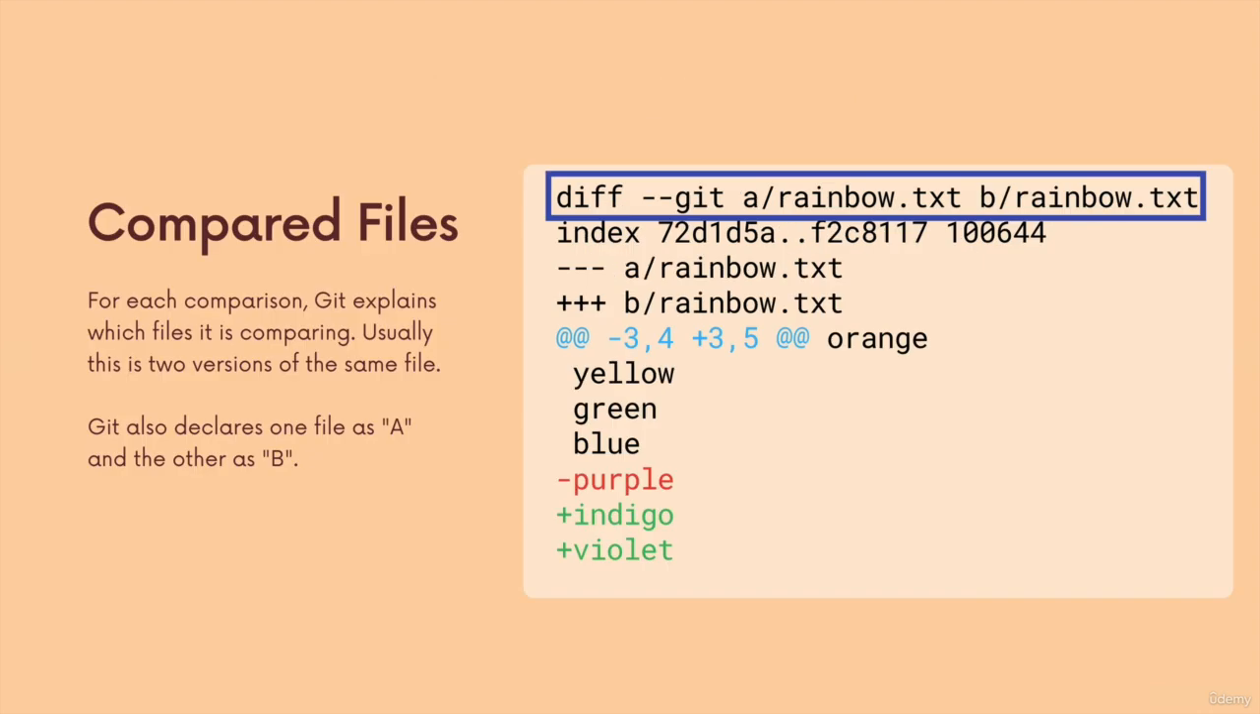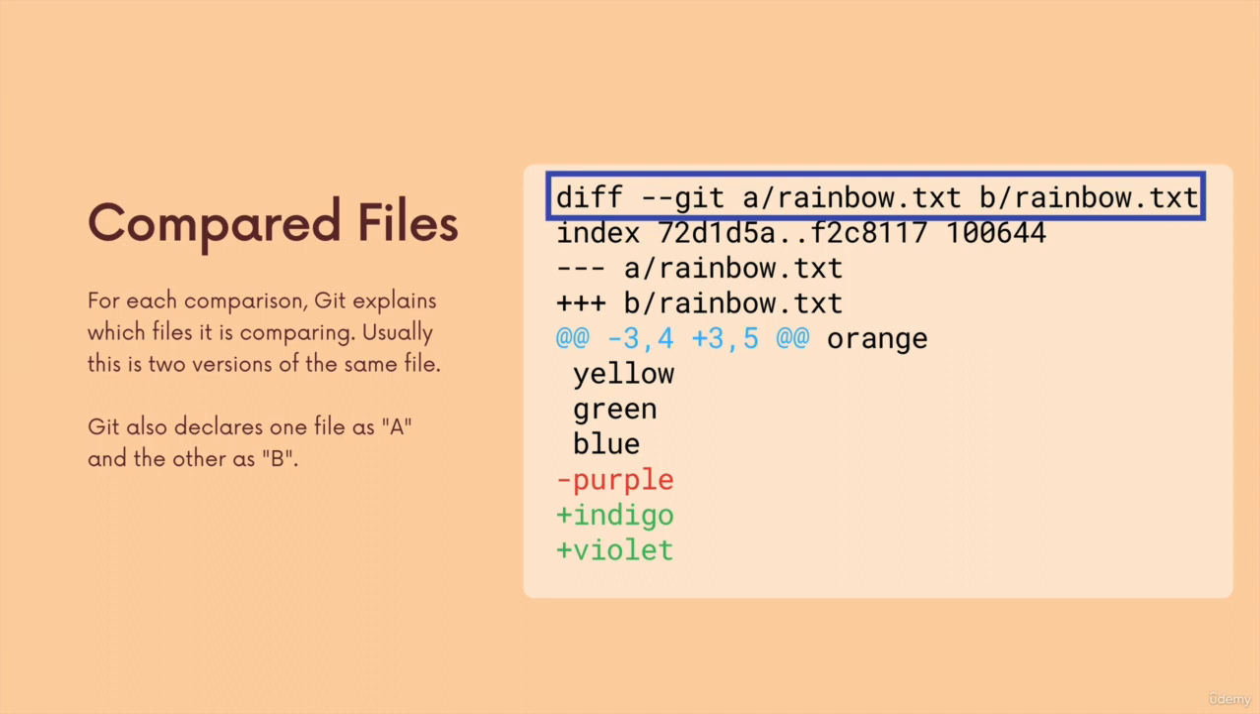So the first thing up top, it's going to say diff and then --git, but then it's going to have the files that are being compared. Usually these are actually going to be the same file, just two versions, the old version of Rainbow and the new version, right? The version from the last commit and the version in my working directory. But it could be different files. You would have to set that up yourself. Typically, it's the same file just over time. Between commits, between branches, between your staging area and your working directory, it's the same file typically.